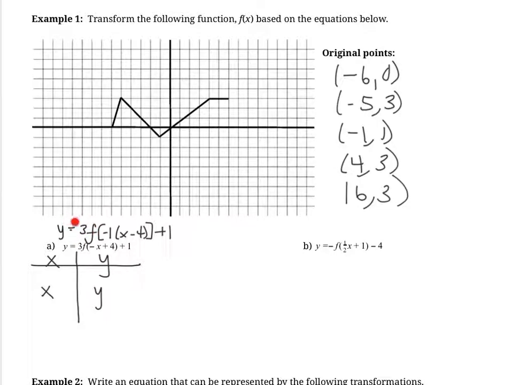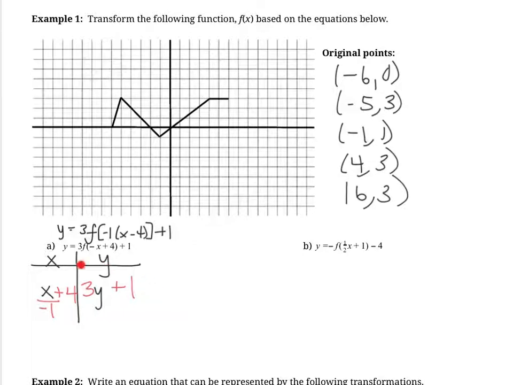Okay, so we have our a value. So it's going to be a vertical stretch. Vertical, it's affecting the y value, so we're going to multiply all the y values by 3. Now let's look at this -1. This -1 is going to affect the x values. All the x values are going to get divided by -1. Okay, next we have this -4. We know that's a shift to the right, and so we're going to add 4 to all the x values. And then last but not least, this +1 is our c value. It indicates that there's going to be a vertical shift up 1, so we're going to take the y values and add 1 to it.